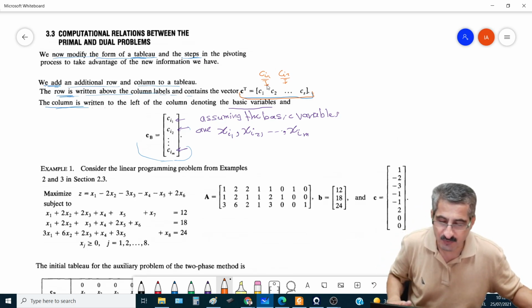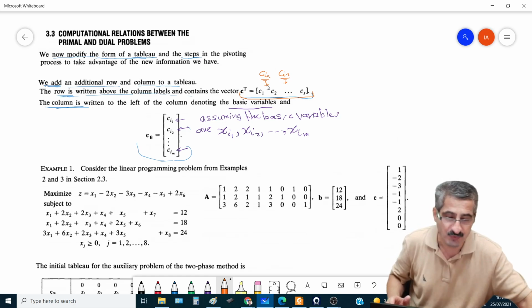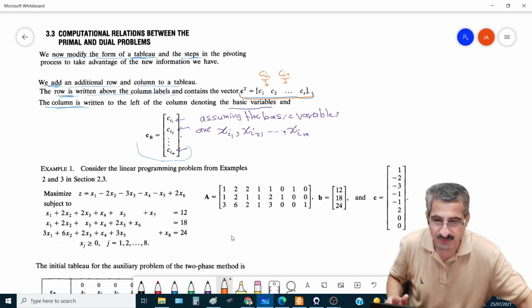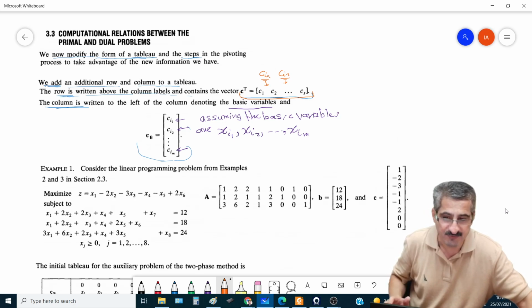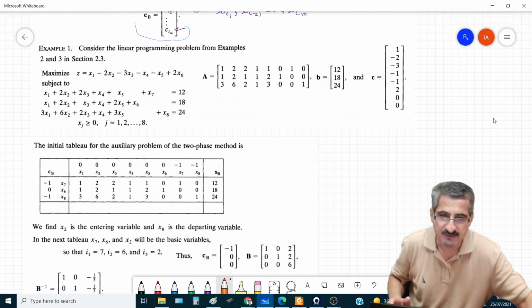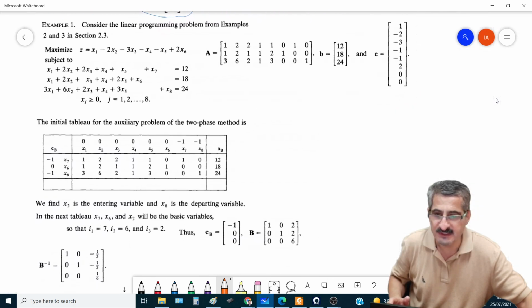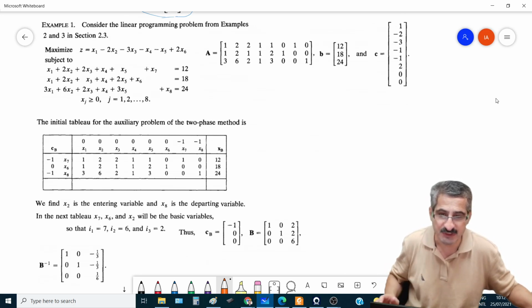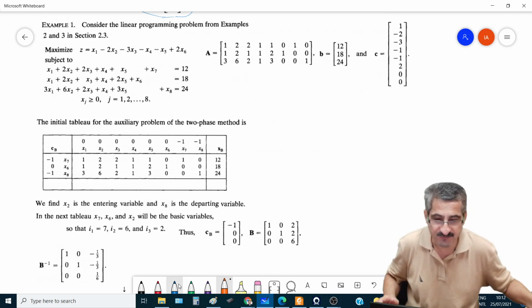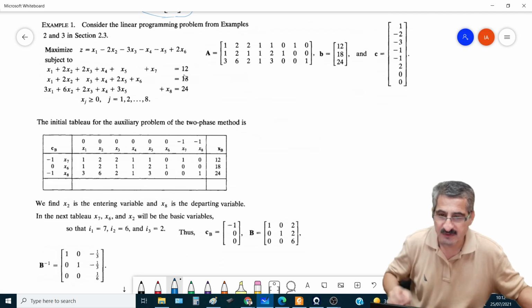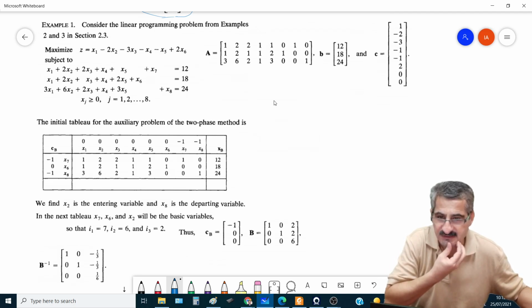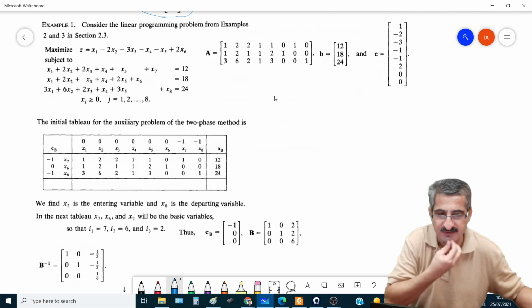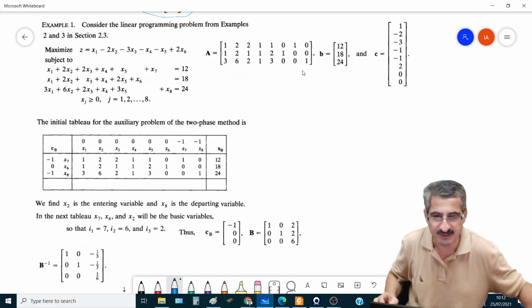To explain this, we must go through an example. So we will take the linear programming problem from section 2.3, as we see here. This is the linear programming problem after converting it to a canonical form. So we have artificial variables x7, x6, and x8, right? These are the ones we introduced.